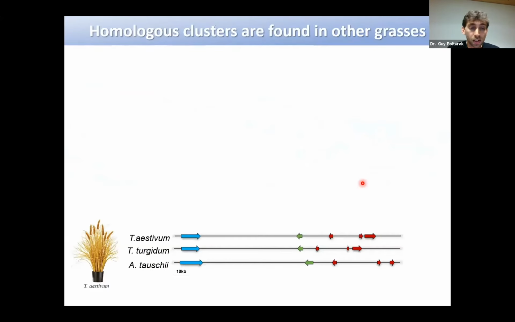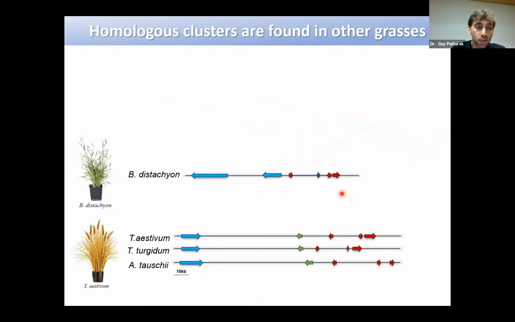And indeed, we could see that the cluster is found in these two plants, and also that it's quite highly conserved. And we also found a homologous-looking cluster in another grass called Brachypodium distachyon. And also in oat, we could see that two of the genes from the cluster are paired together, forming what looks like a sort of early version of this cluster.